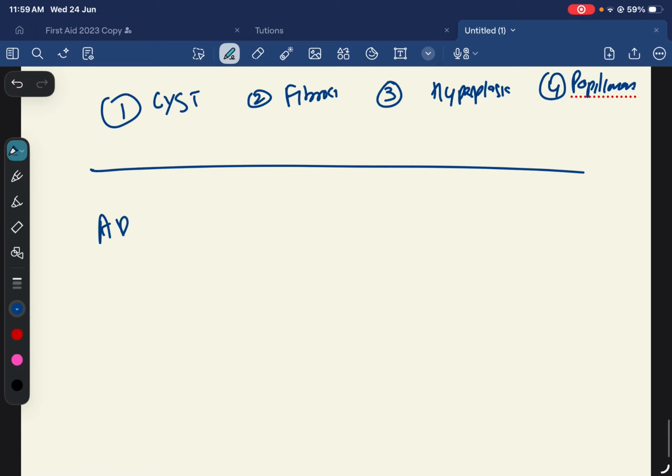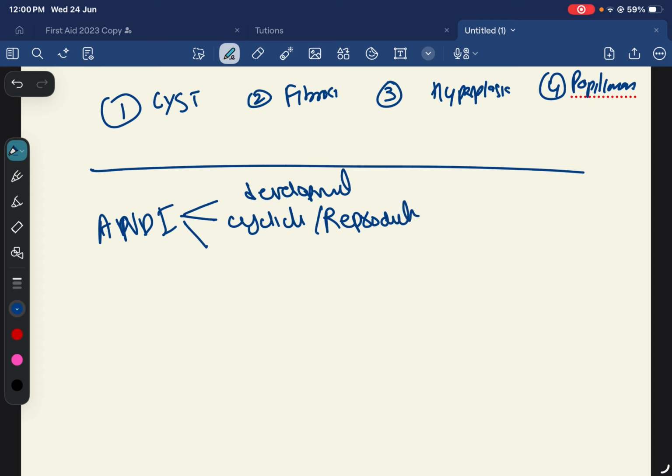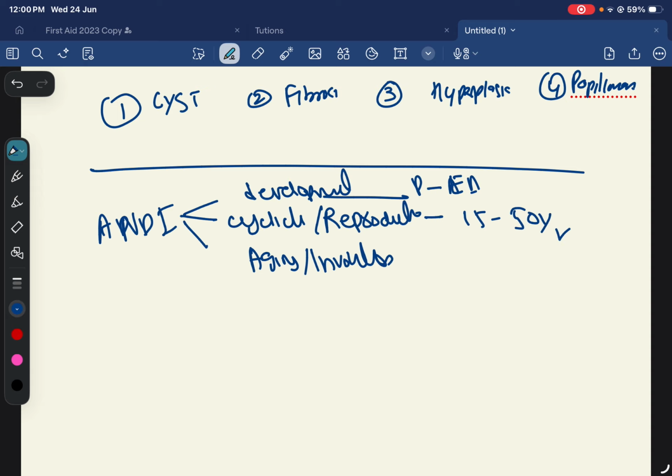We're going to be dividing ANDI into 3 phases: the first phase, second phase, and third phase. The first phase is the developmental phase, basically puberty to early adulthood. The second one is the one in which cyclical changes are found, so it is called the reproductive phase. And the third one is the aging or involution phase. This is the early puberty and puberty to early adulthood. This is going to be the major adulthood years of hormonal changes, between 15 to 50 years, I guess. And then this is going to be between 35 to 55 years.